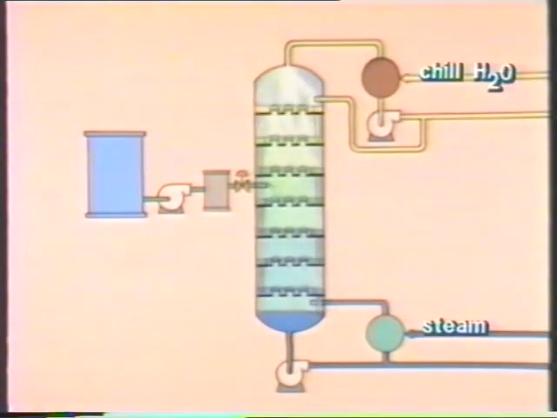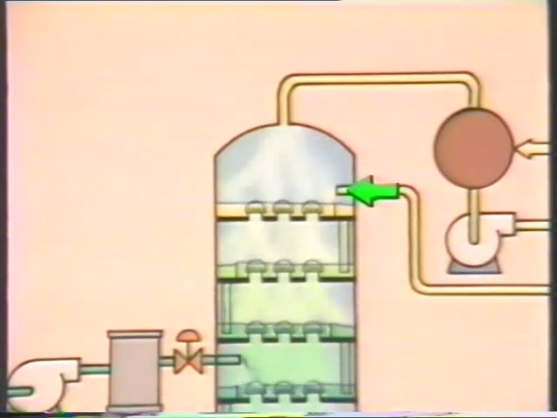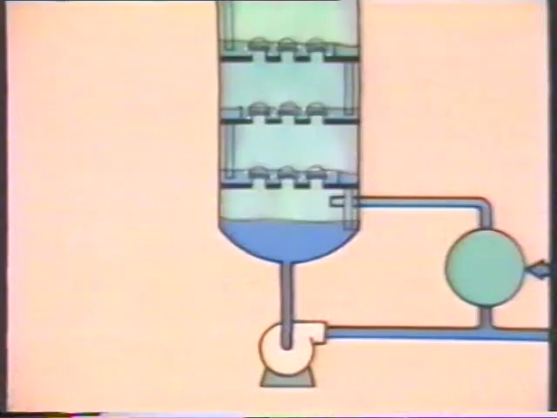To make certain that the tower works properly, it's important to control the balance between the liquid going down and the vapors going up. This balance is accomplished by controlling the reflux rate and the boil-up rate. The reflux rate is the amount of reflux pumped back into the tower. The boil-up rate is the amount of vapors reintroduced back into the tower from the reboiler. We'll be talking more about the reflux rate and the boil-up rate later in this program.